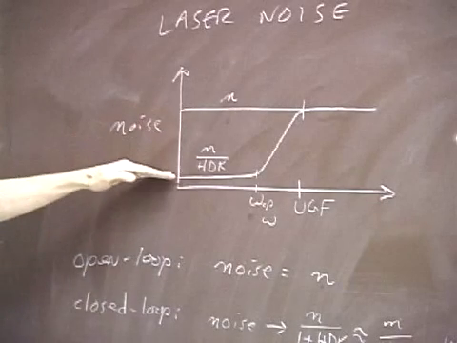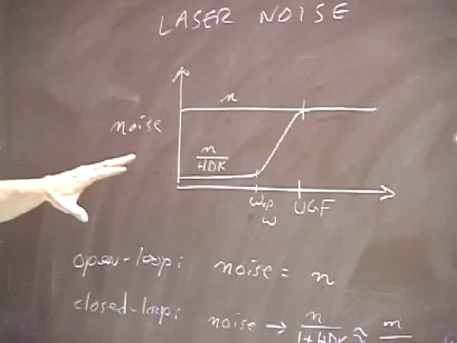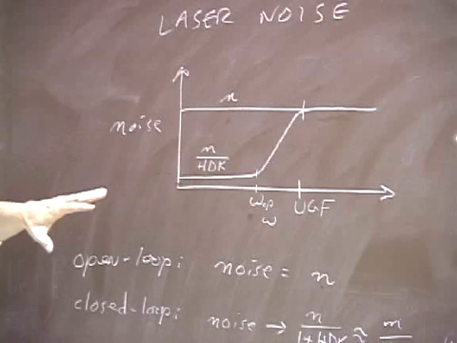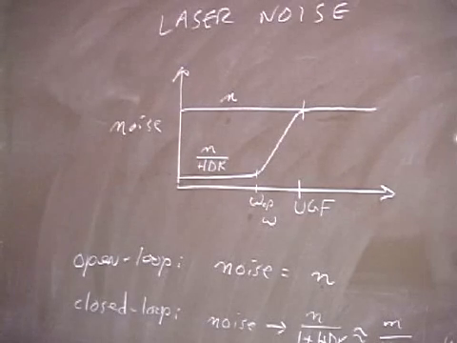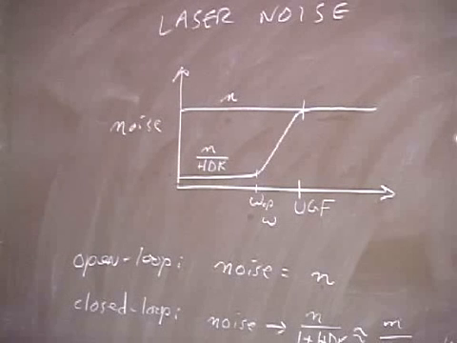And this is the purpose of the feedback servo. This is the whole reason the Pound-Drever-Hall technique was invented, and exactly what we use it for in interferometric gravitational wave detection. And that's all I had to say. Thank you.